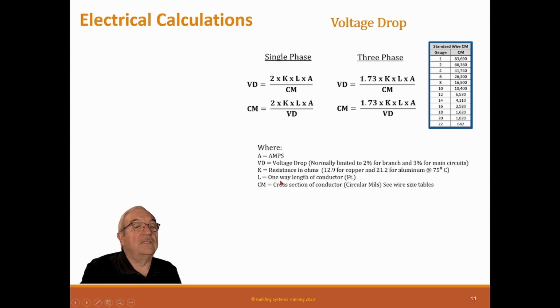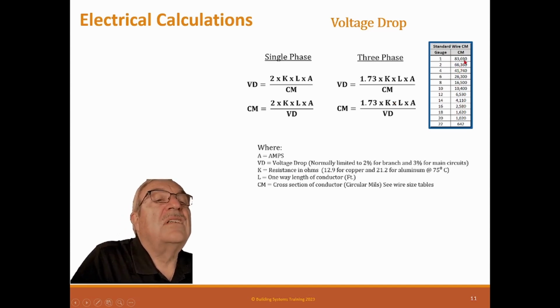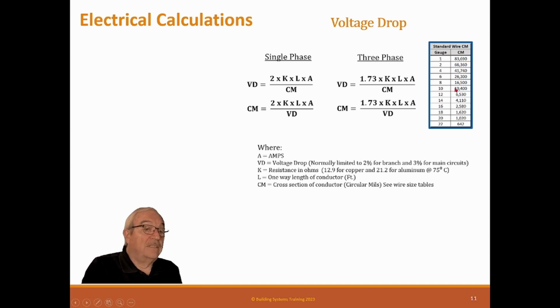L is the one-way length of wire. In other words, if you're 100 feet away, you're going to run 100 feet of wire out to a device. Remember that it actually has another wire coming back, but you can ignore the wire coming back. It's the one-way length of wire. And CM is circular mils. It's a kind of strange notation, but it's the area of the copper wire. So a 1/0 wire is much bigger than a number 14 wire. And this is a table up here of circular mils. You can see a number 1 wire is like 83,000 or so. So that's a lot of circular mils.